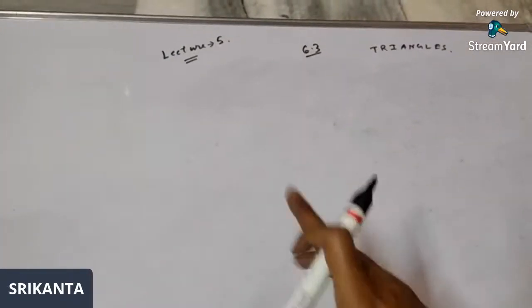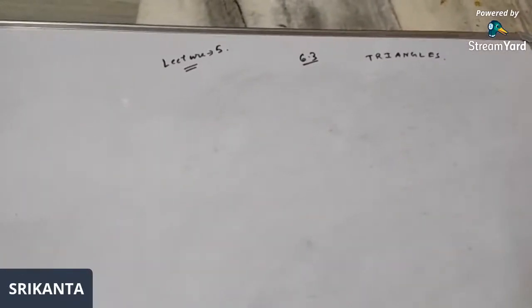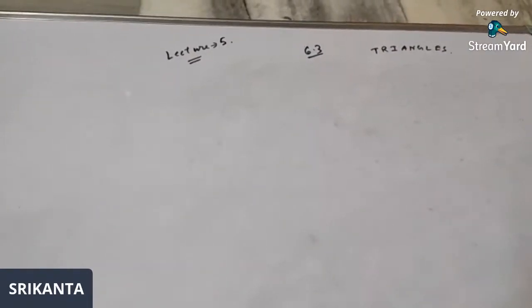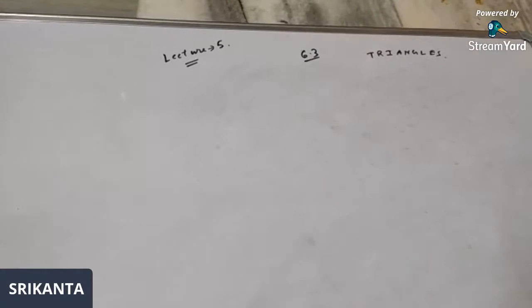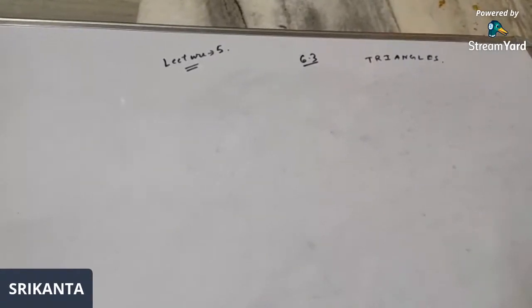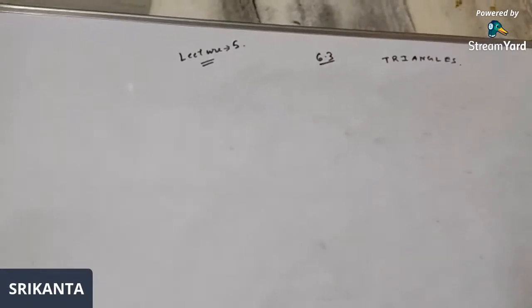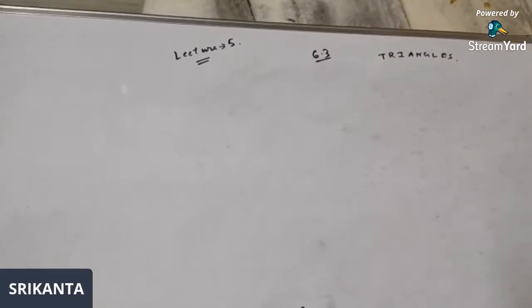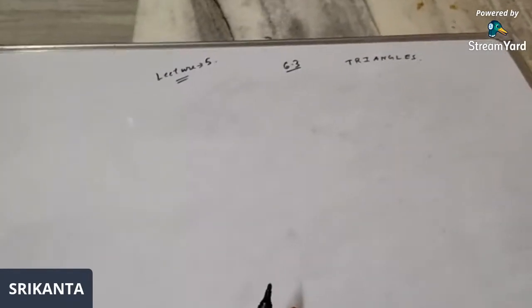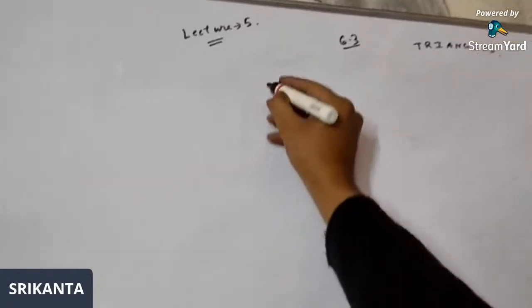We are on lecture 5 of triangles. We were doing exercise 6.3. In our previous class, we have done up to question number 1, part 6. Today, we are going to continue from here. Our first question is question number 2.